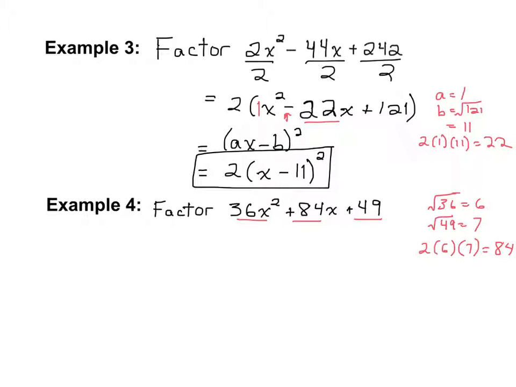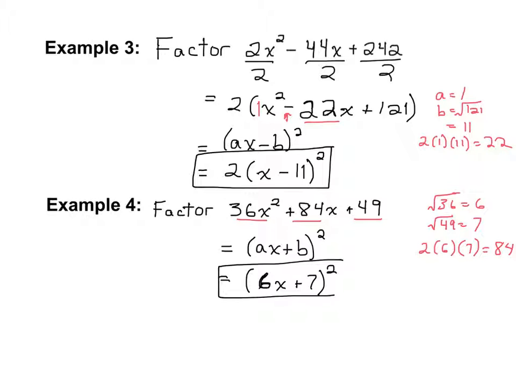We can go ahead and write our answer in the form of ax plus b squared. And it's a plus b because our middle term is positive. And we're going to have 6x this time because our a value is 6. And then plus 7 squared.